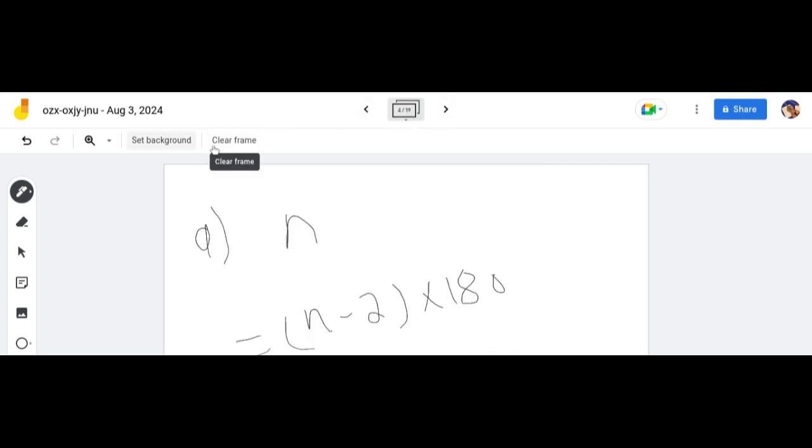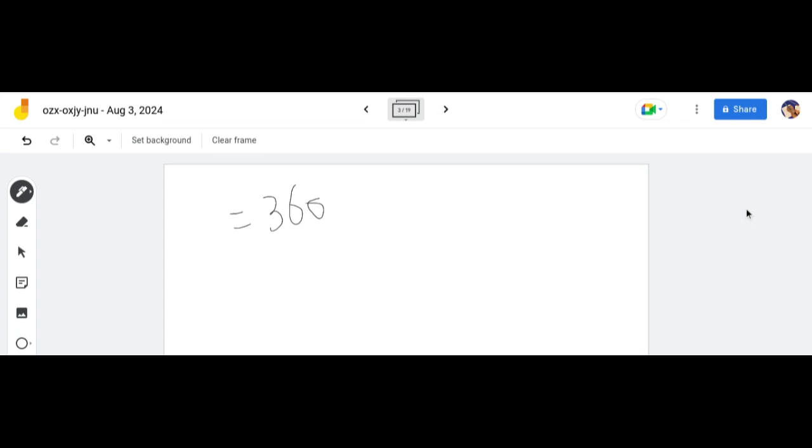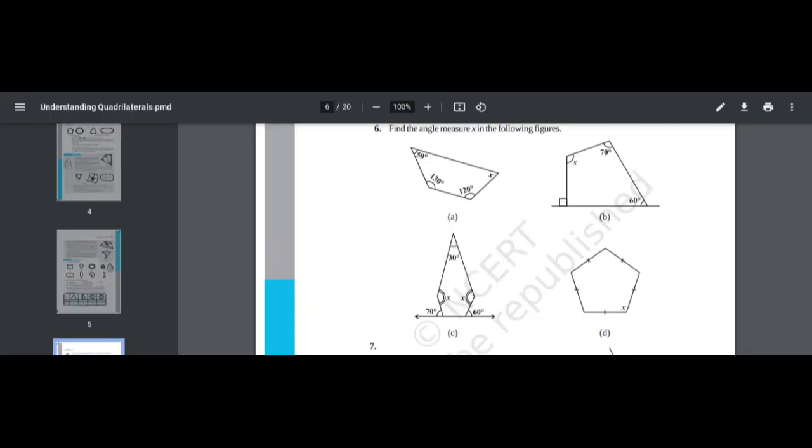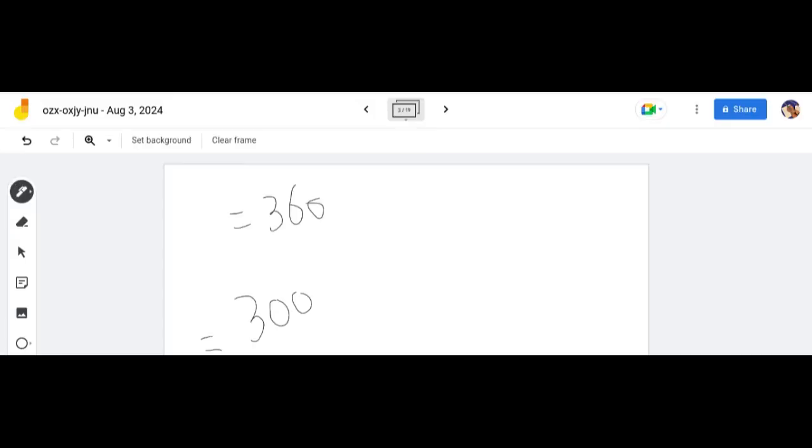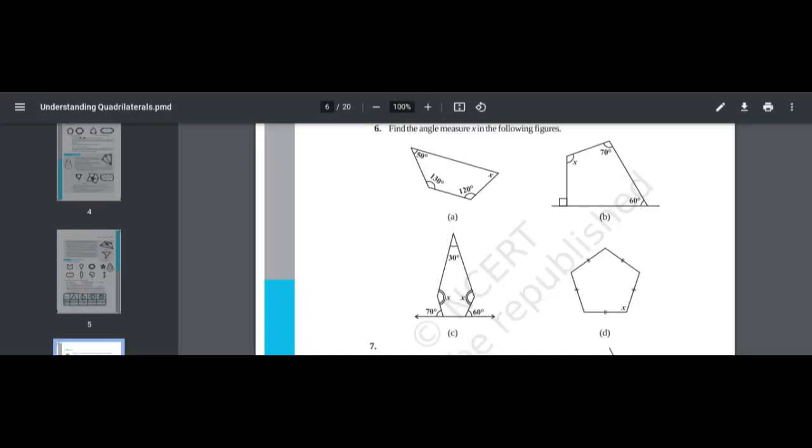So, in a quadrilateral, the sum of angles is 360. But in the given figure, the angles sum to only 300. What will be the value of x to complete 360? 60. Very good. x is equal to 60. Then by adding 60, we get the whole sum of 360. Okay? Very good. You just have to write the value of x in the book.